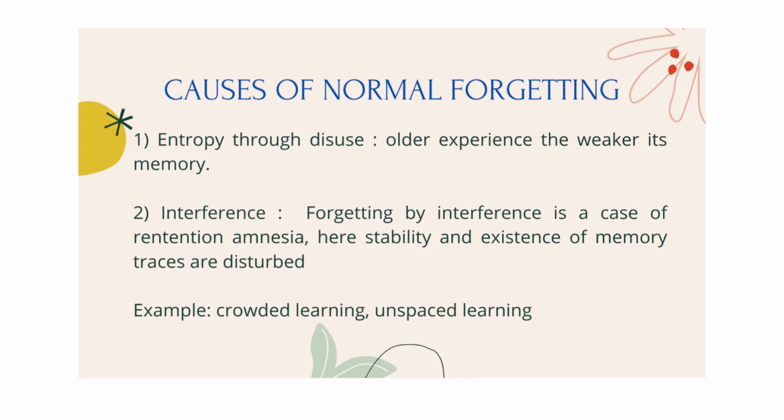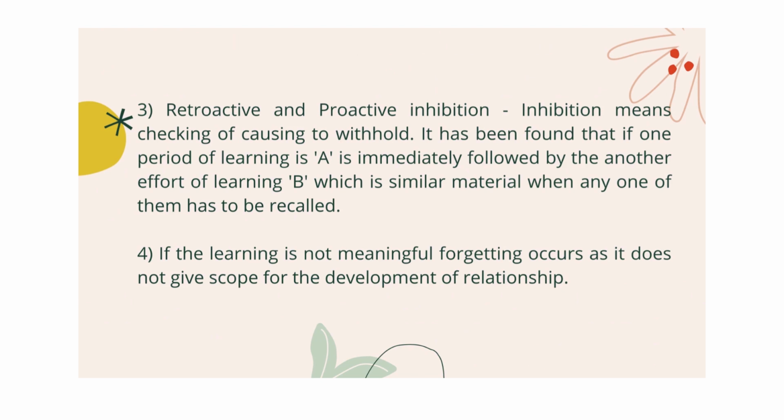Number two is interference. Forgetting by interference is a case of retention amnesia. Here, the stability and existence of memory traces are disturbed. Examples of it are crowded learning and unspaced learning. Number three is retroactive and proactive inhibition. Inhibition means checking or causing to withhold. It has been found that if one period of learning A is immediately followed by another effort of learning B, which is similar material, interference occurs when any one of them has to be recalled. Number four, if the learning is not meaningful, forgetting occurs as it does not give scope for the development of relationships.